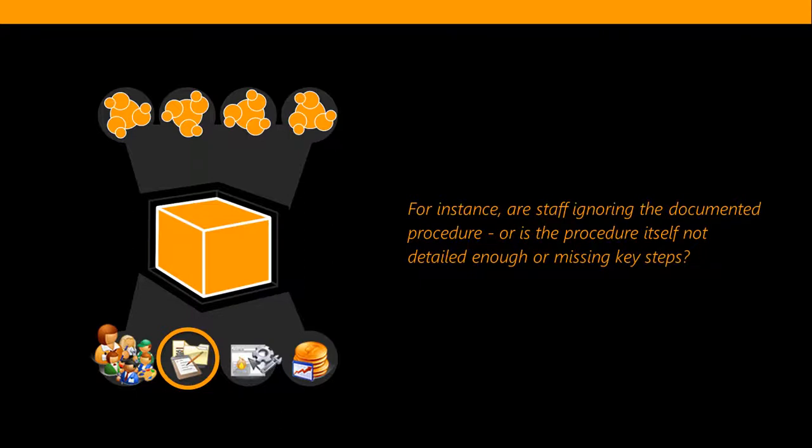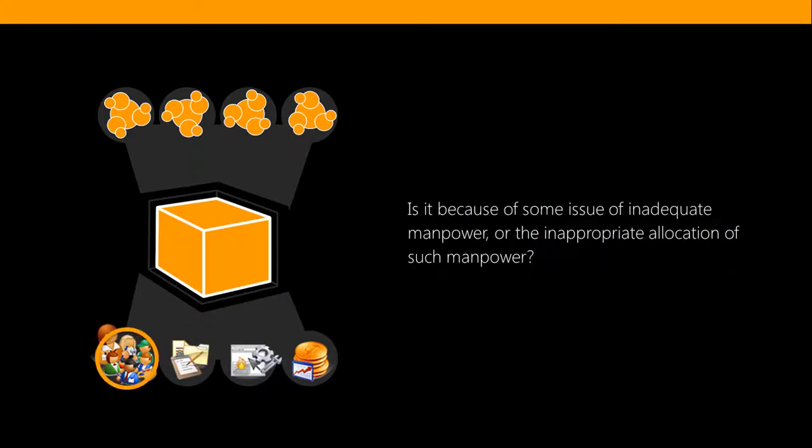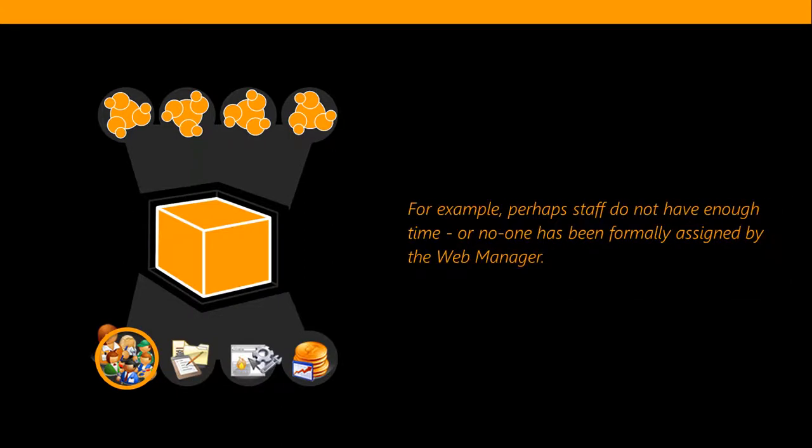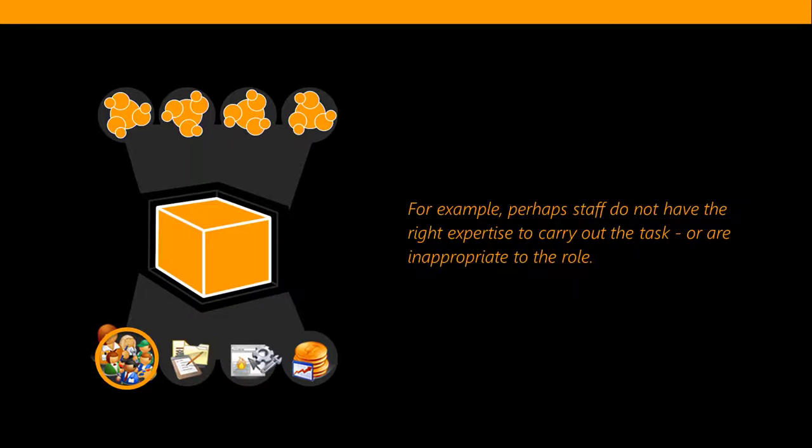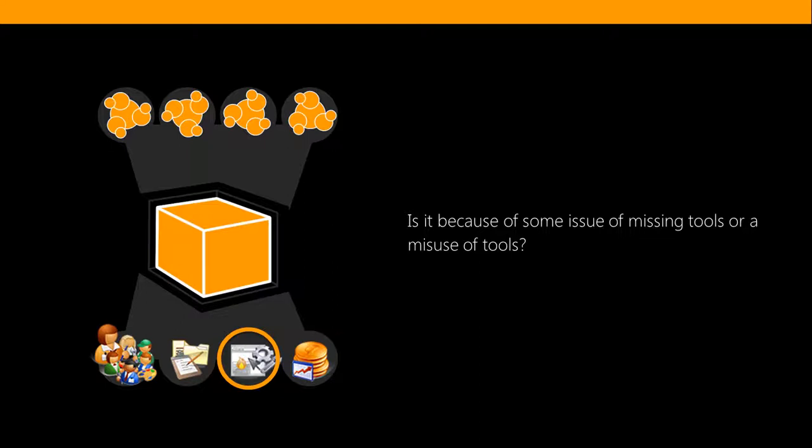Then, if not 2, could it be 3 down to some issue of inadequate manpower, or the inappropriate allocation of such manpower? For example, perhaps the staff member responsible for QA knows that she needs to do it, but does not have the time. Or possibly no one has been formally assigned to QA by the web manager. If not 3, is it 4 because of some issue of staff skills, or poor application of skills? For instance, say the responsible staff member does not have the right expertise to carry out all the checks required, or perhaps the web manager has nominated someone who is inappropriate to the role by asking a developer to grammar check pages.